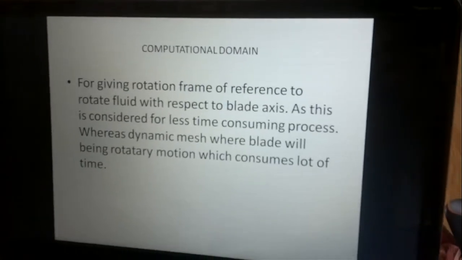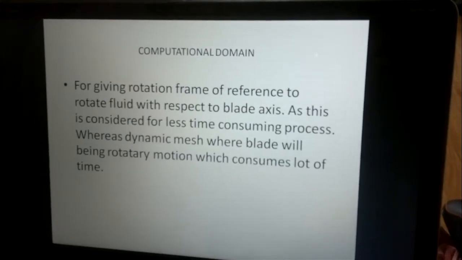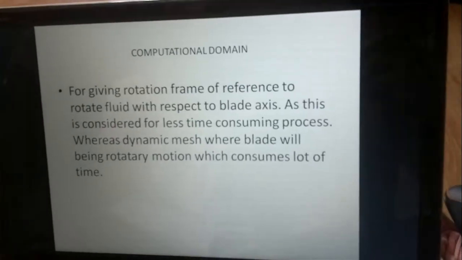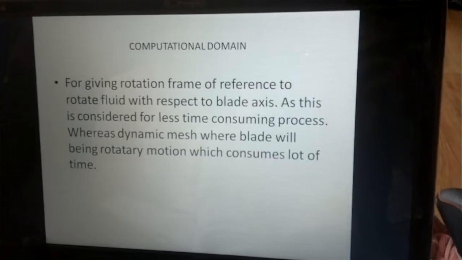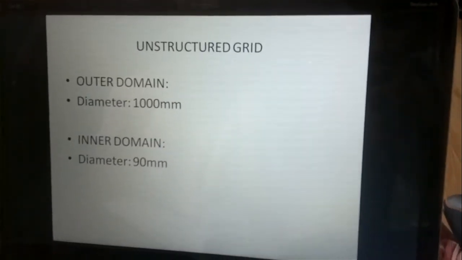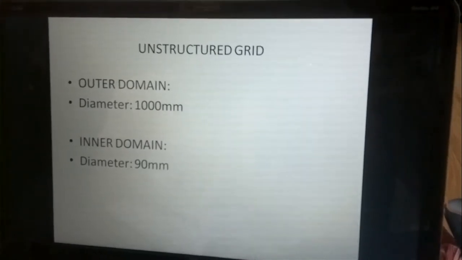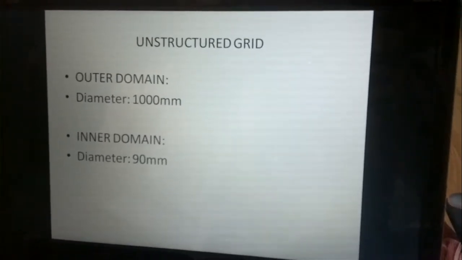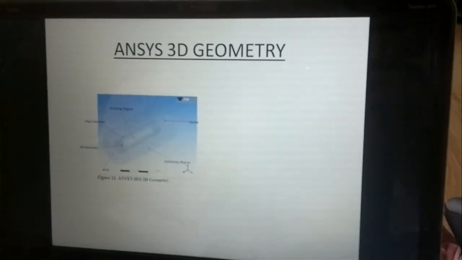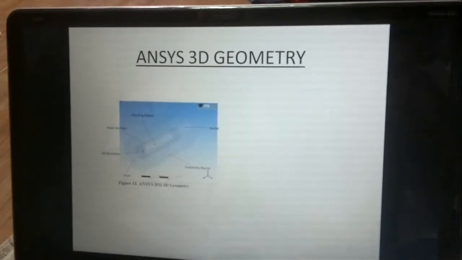We are giving the rotating frame of reference to the fluid with respect to the blade axis, as it is considered a less time consuming process. The dynamic mesh, where the blade will be rotating, consumes a lot of time. The unstructured grid has an outer domain diameter of 1000 mm and an inner domain of 90 mm. And this is the ANSYS 3D geometry with rotation region, outlet, fluid entrance and 3D geometry.